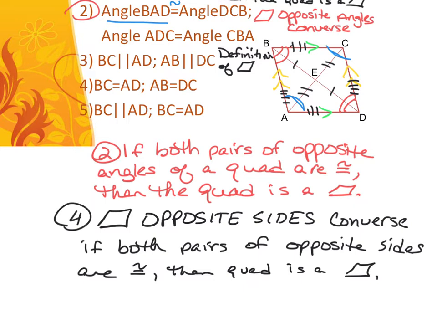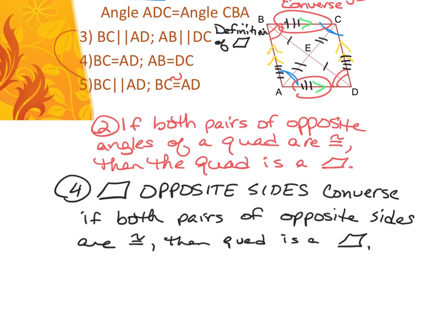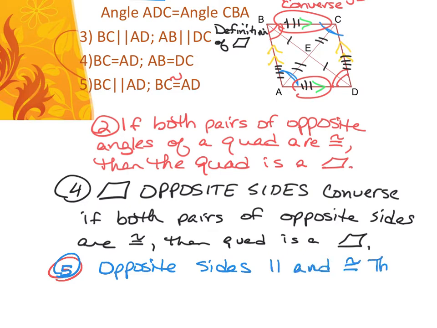And the last one, and notice the markings are already here. So in my figure here, BC is parallel to AD and BC is congruent to AD. They've already been marked. So this one is that theorem that we learned that was new today. So this one is the opposite sides parallel and congruent theorem.